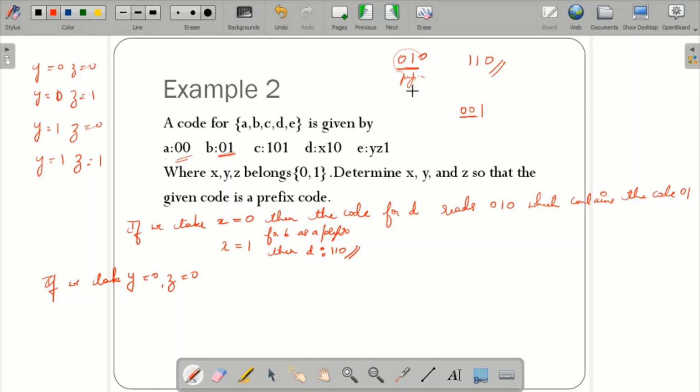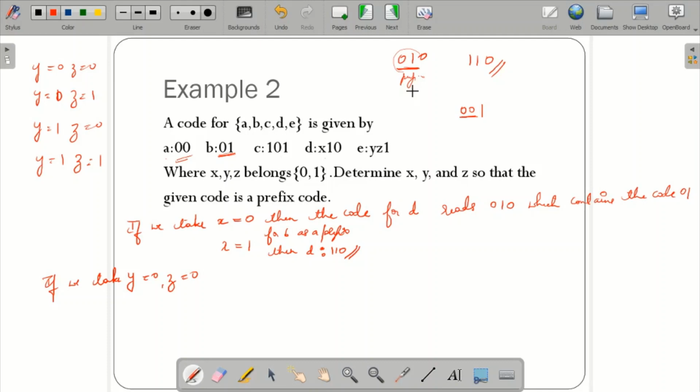If we say 00, then the code for E would be 001, which contains the code 00 for A as a prefix, so that cannot be considered.